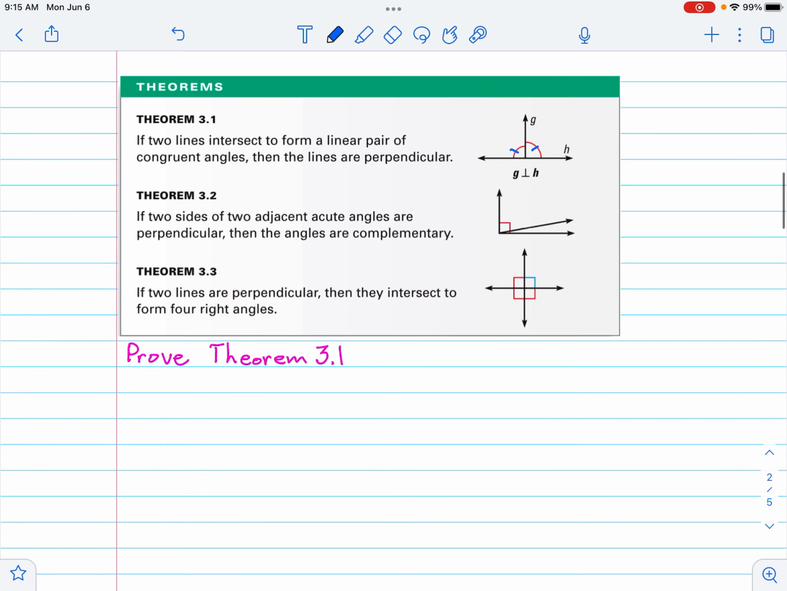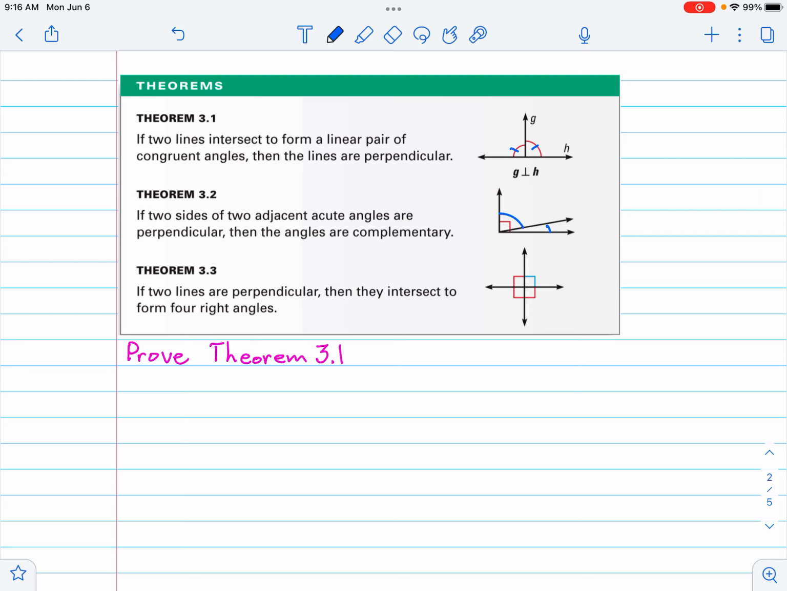Okay, theorem 2. If two sides of two adjacent acute angles are perpendicular, then the angles are complementary. So that's pretty obvious. Notice this angle plus this angle, those are going to add up to 90. If two lines are perpendicular, then they intersect to form four right angles. Once again, pretty obvious, right? If you have two perpendicular lines, at their intersection you're going to have four right angles.